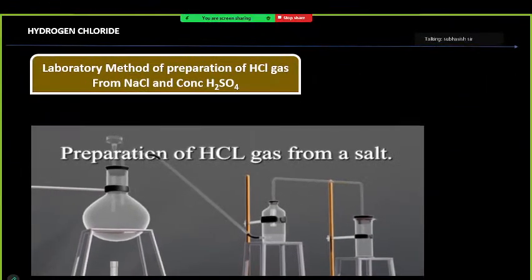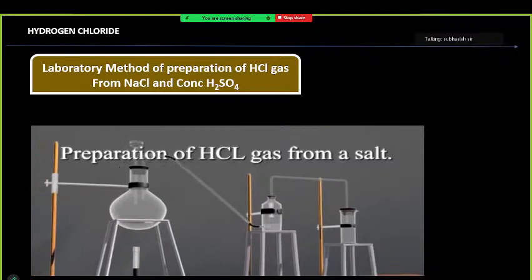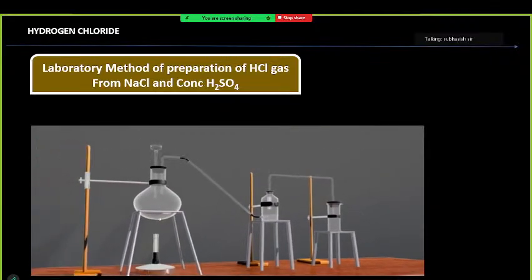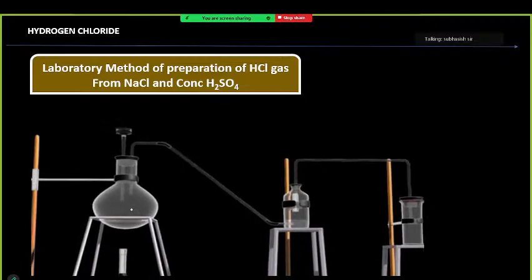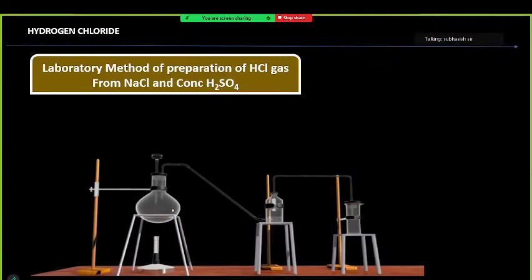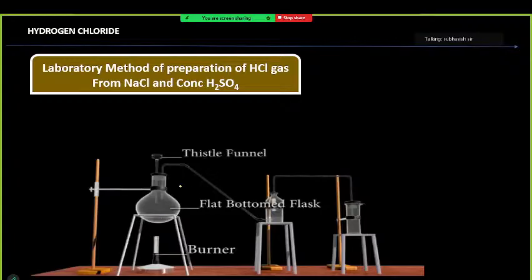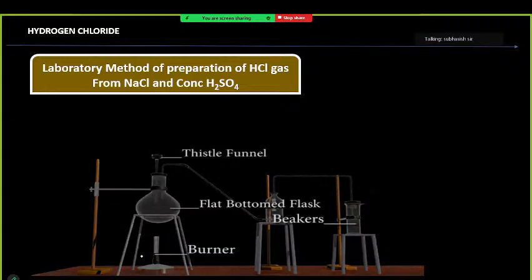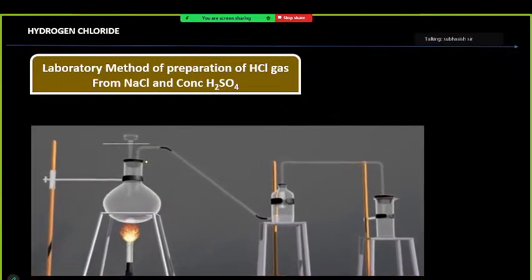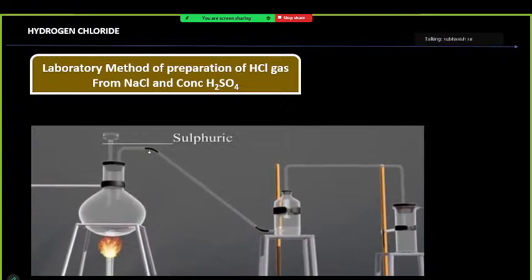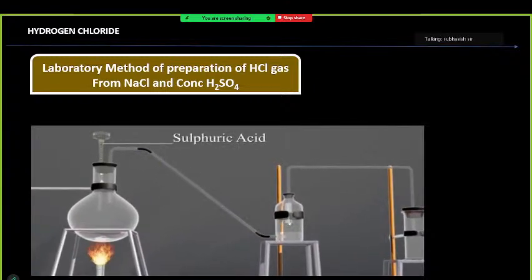This is the schematic diagram of preparation of HCl from a salt, where the round bottom flask contains the salt and the sulfuric acid. Now the hydrogen chloride gas is produced by the reaction between sodium chloride and H2SO4, and the burner is used to maintain the temperature around 200 degrees Celsius or below. And after the formation of HCl, that HCl gas is passed through this exit tube.